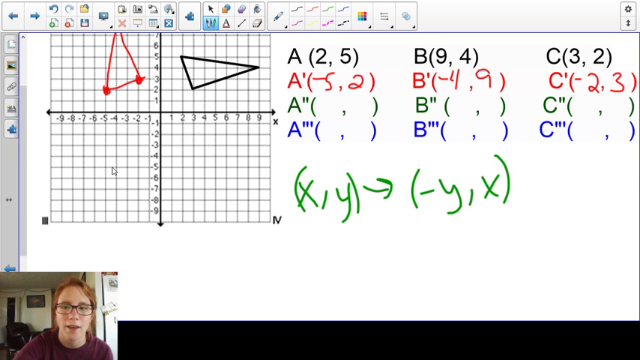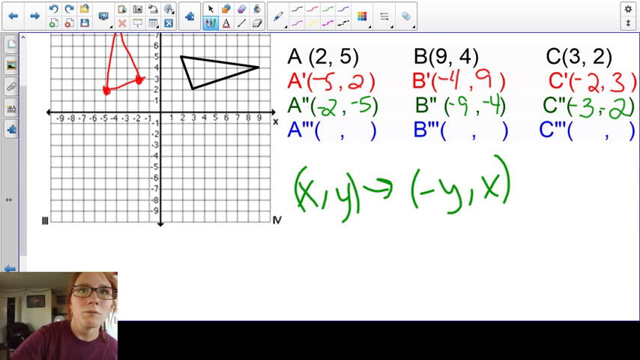So now we're going to have the opposite Y, so -2, -5, -9, -4, and -3. Oh, come on, I cannot make a 3 today. -2. So that's going to be at -2, -5, -9, -4, and -3, -2.